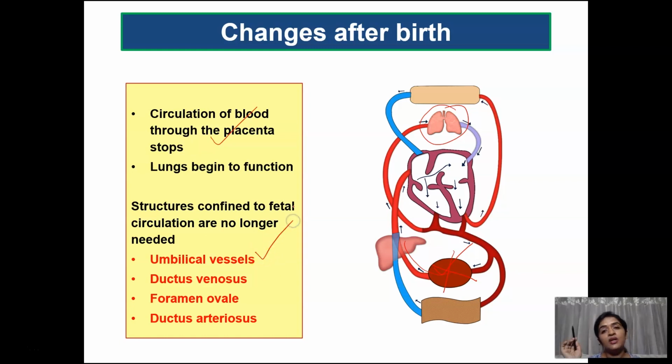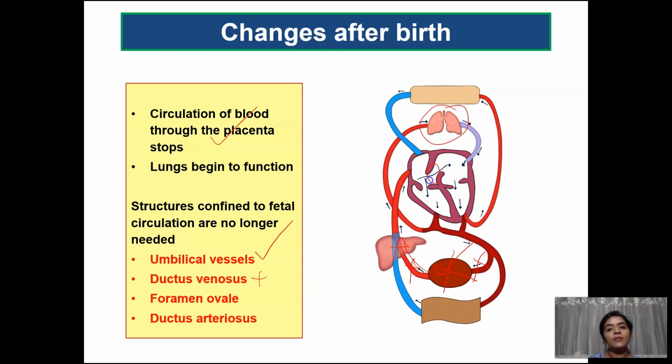One, you need not continue to have the umbilical vessels. This is the umbilical vein, it is not needed. Umbilical artery, again not needed. Then you don't need the ductus venosus, because if there is no umbilical vein, you don't need any shunt for the blood of umbilical vein into the inferior vena cava, right? So there is no need for ductus venosus.